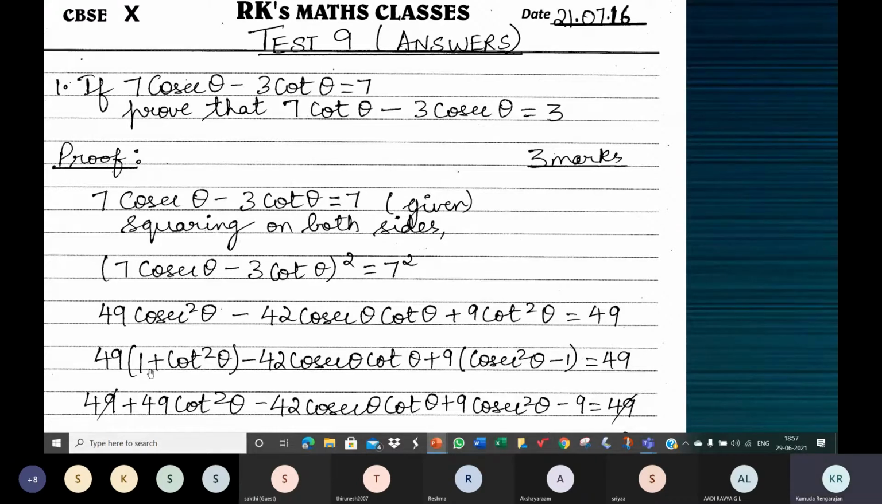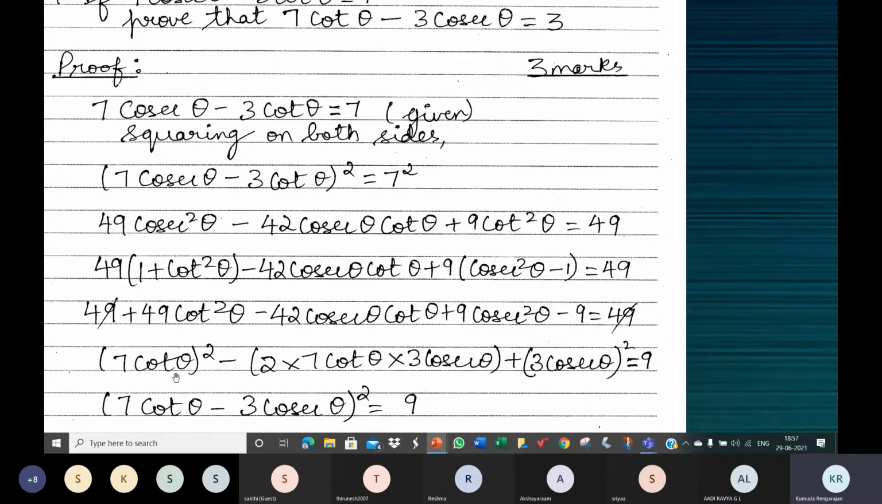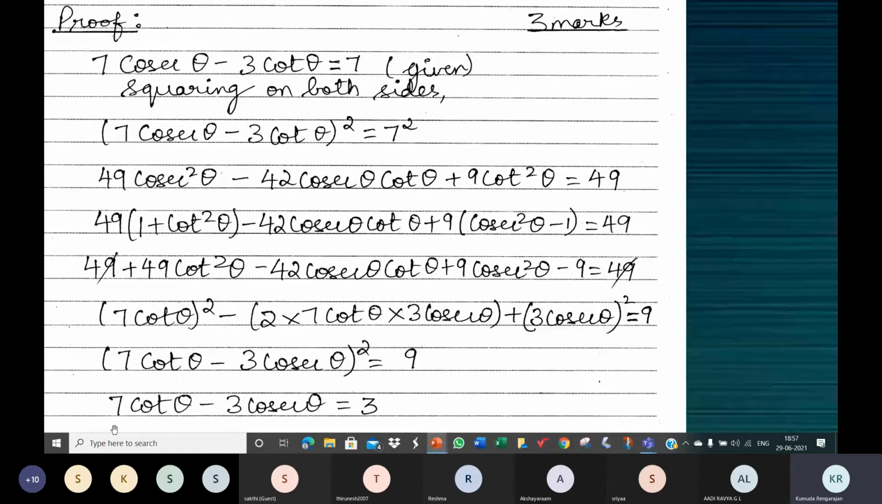After opening the bracket, simplify. And we have 3 terms here. Shift this number to the other side. Now these 3 terms can be written in the form a minus b the whole square. So that's what we show here. a minus b the whole square is 9, so a minus b is equal to the square root of 9, which is 3.